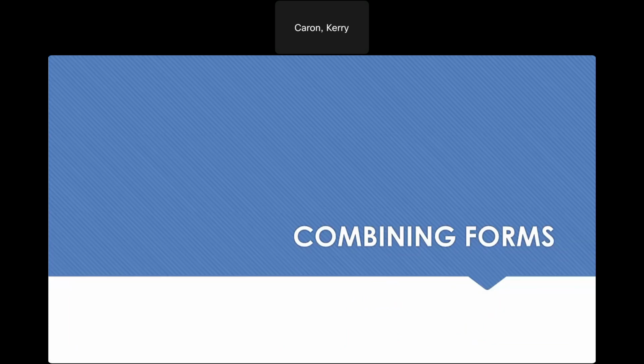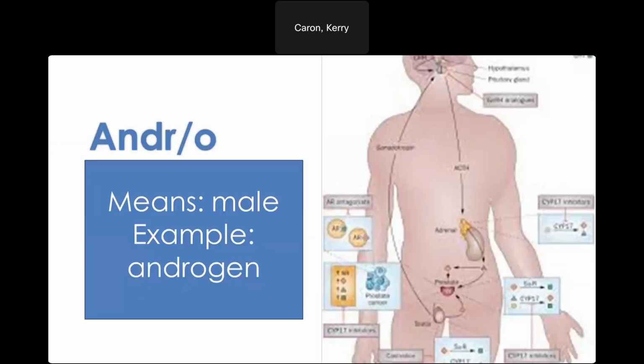Okay, combining forms. Andro. Andro means male or man. So an androgen produces something male-like or man-like. So an androgen is making something more masculine, making someone more masculine.